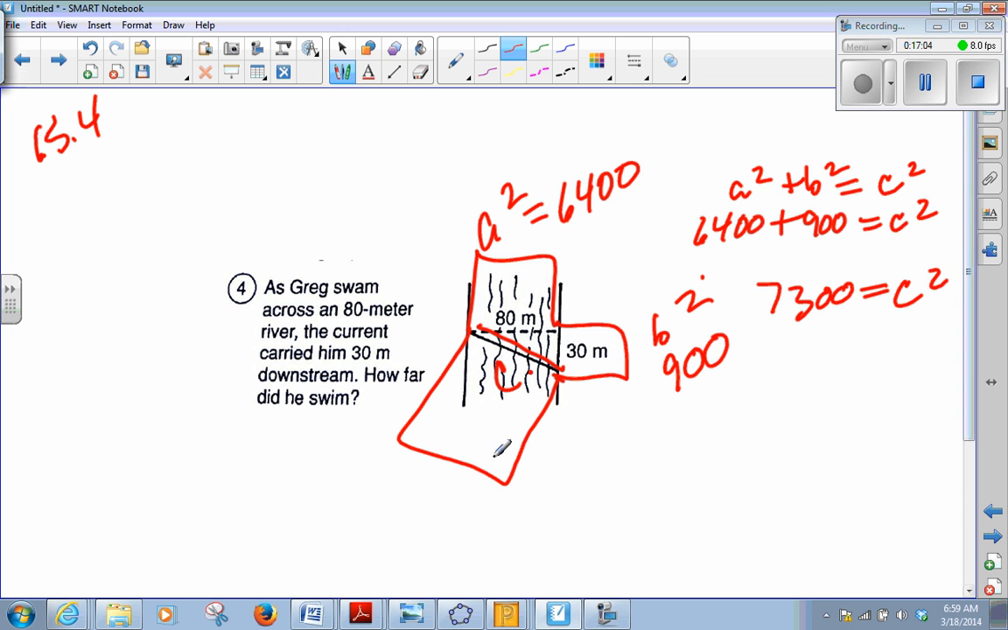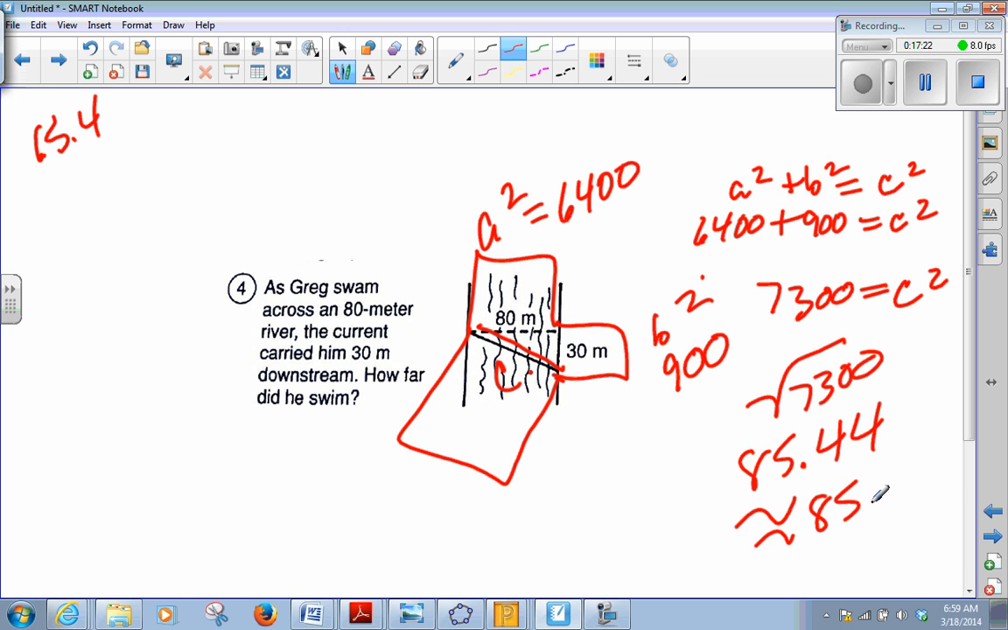So that's the area of this whole C squared. But again, like we've done a bunch, we're going to have to unsquare it. Square root of 7,300 is about 85.44, which simplifies to 85.4 since we're rounding to the nearest tenth.